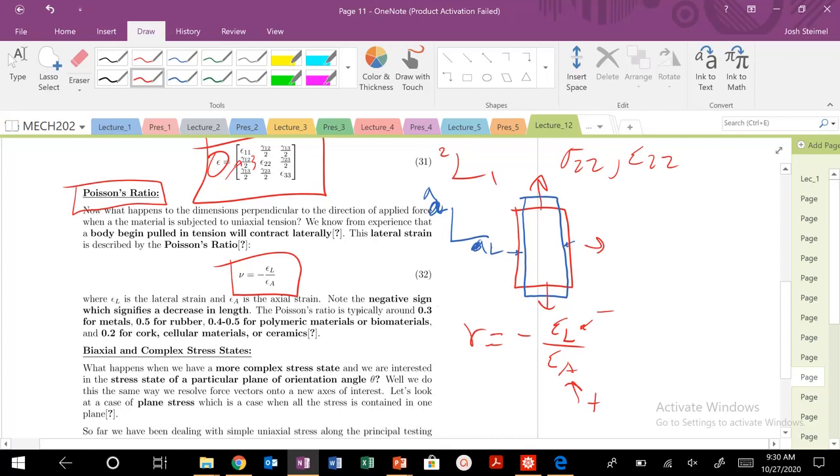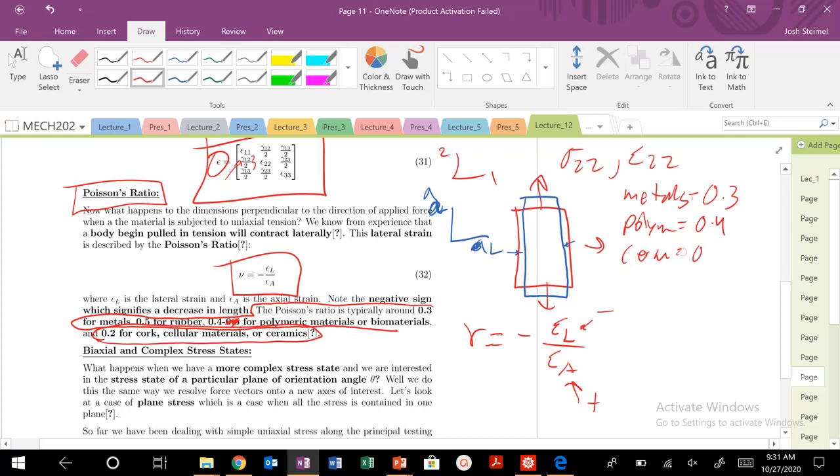These are some really critical values to know: 0.3 for metals, 0.5 for rubbers, 0.4 for polymeric materials, and 0.2 for ceramics. So really important. Metals equals 0.3, polymers 0.4, ceramics 0.2, and for rubber, 0.5. Very, very critical parameters for Poisson's ratio.